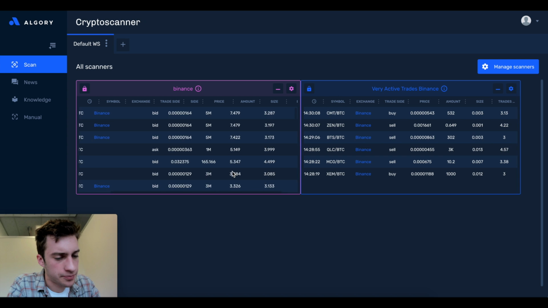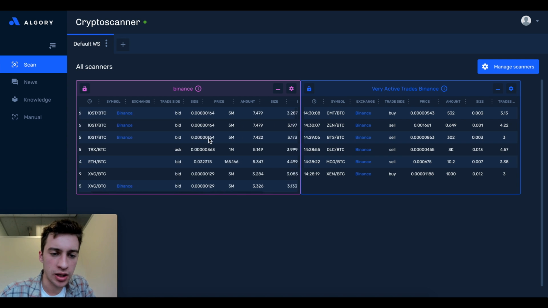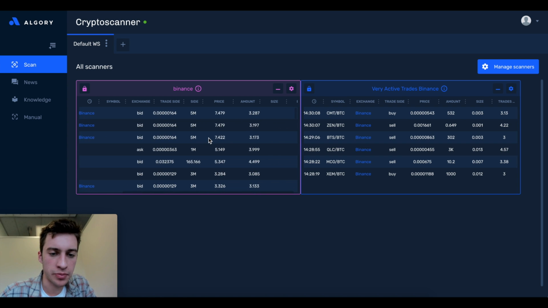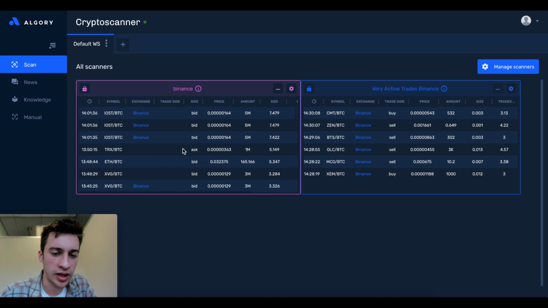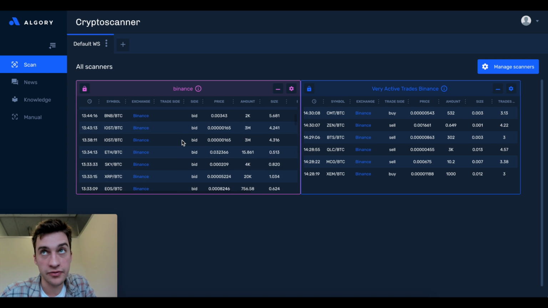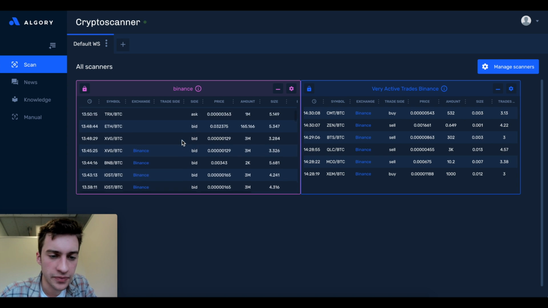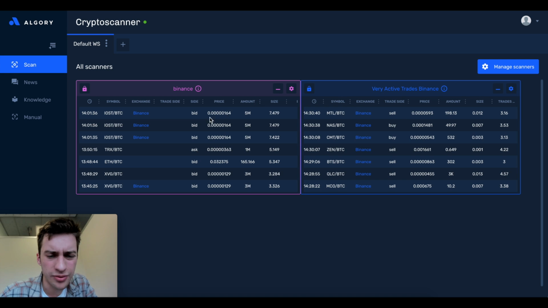And yeah, here we go. Cool. So this is now showing me exactly what I wanted to see. It's showing me both. It's showing me order depth imbalances, and it's also showing me whenever there was at least 3 times as much trading activity in 1 minute versus the average of the last 5 minutes. Average of each 1 minute candle of the last 5 minutes. So yeah, it's showing me that IOST BTC is really coming up here. I don't love this though.